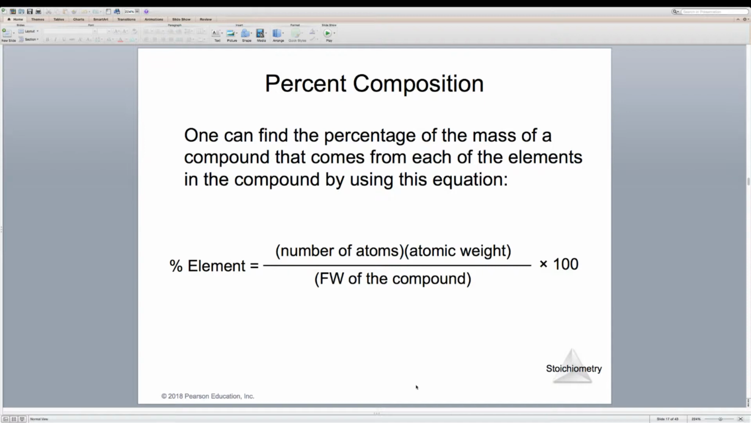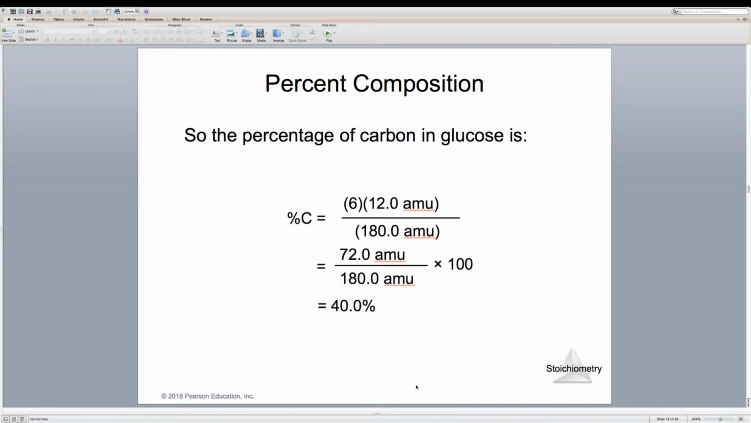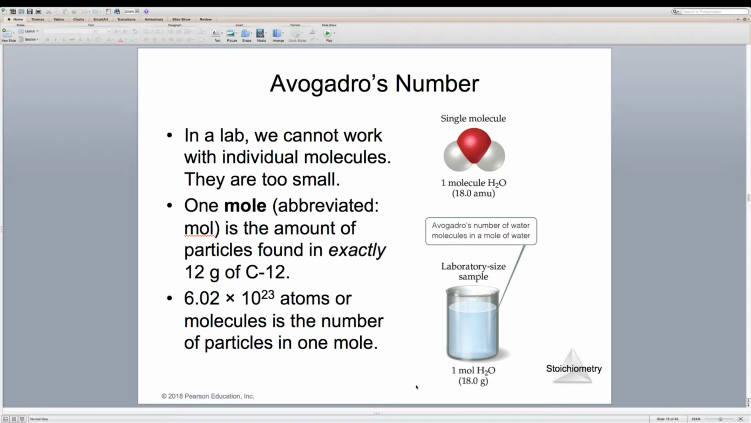in that compound. So the percent composition of an element is the number of atoms times the atomic weight over the formula weight of the compound, or the molecular weight, multiplied by 100. And we're going to do some examples of that as well on the workout. And here's an example they show you. They kind of walk you through that. We're going to also walk you through that in the in-class worksheet.